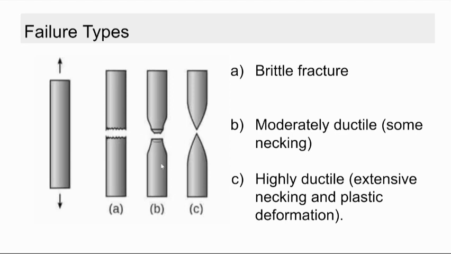Whereas B and C show a metal that is more ductile, more workable, and as stress is applied, we can see metal C has some extensive necking. It experiences a lot of plastic deformation. It's not going to return to its original shape before eventually it fractures. Whereas B is moderately ductile, it had some necking, some plastic deformation before it fractured.